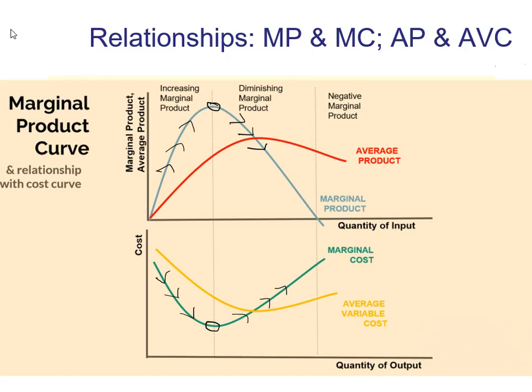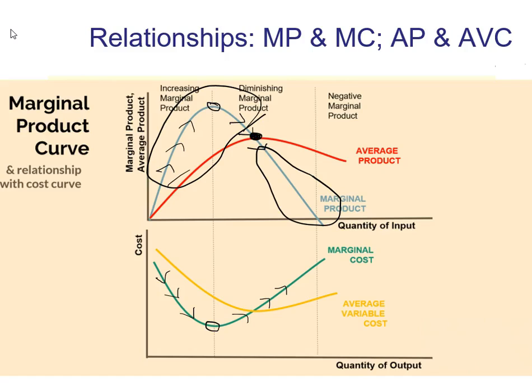Now let's turn our attention to the averages. Average product is in red. It rises for a given amount of time. Where it intersects the marginal productivity, that's the peak of the average productivity. So when your marginal productivity is above the average productivity, average goes up. Where your marginal productivity is below the average, your average falls. But note here, this point is the peak of your average productivity.